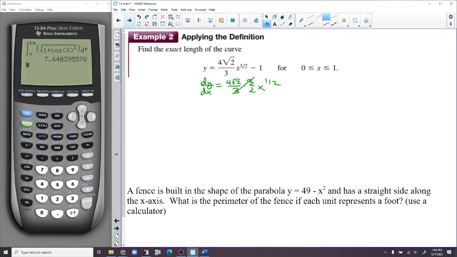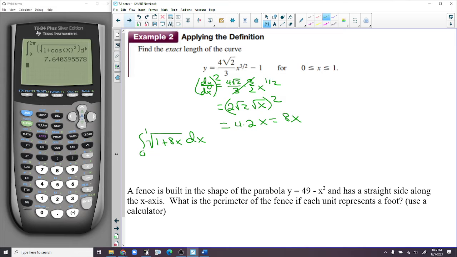Then this cancels, and we get 2 square root of 2 square root of x, because 4 divided by 2 is 2. And then we need to square that. So let's square this, which is 4 times 2 times x. So 8x is the first derivative squared. And we're going to integrate from 0 to 1 of square root 1 plus 8x dx. Now, like I've mentioned before, I expect you to know how to do these antiderivatives.